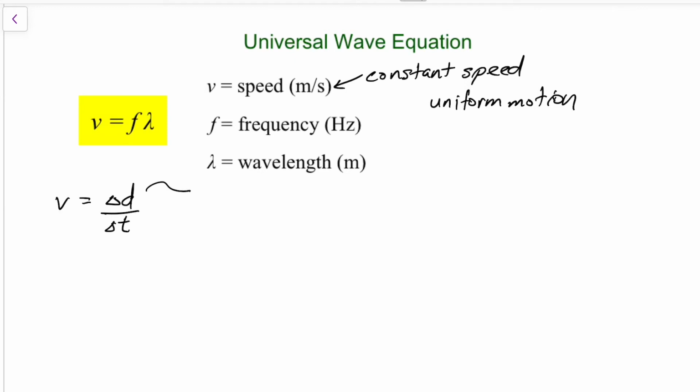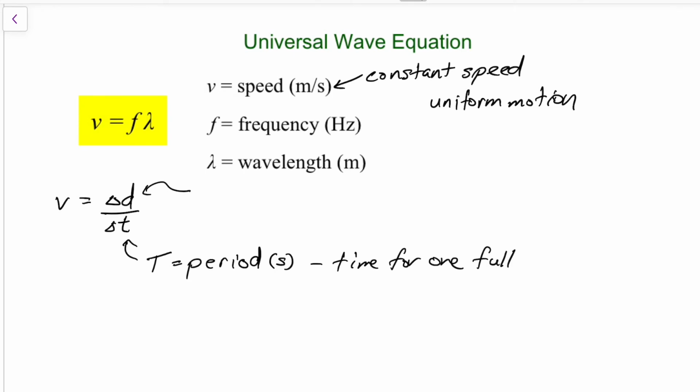The distance a wave moves in a certain amount of time, we can use it as this. Remember the term period, capital T. It stands for how long it takes to complete one complete vibration. So time for one full, like we use it in the context of going around a circle, one time for one entire trip around a circle.